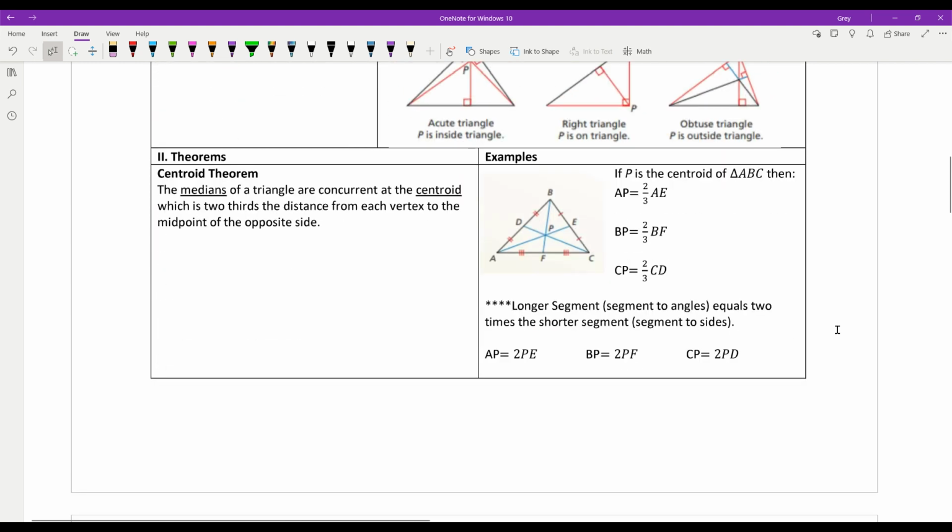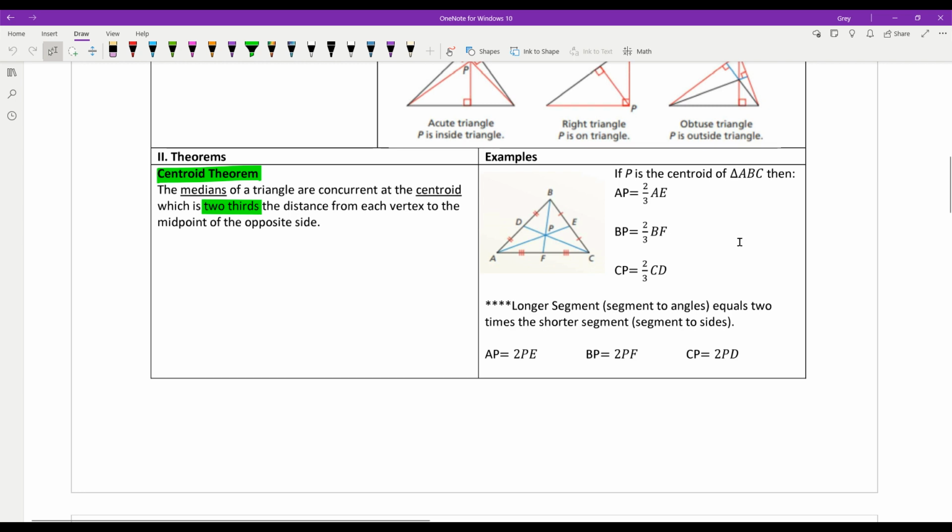We have a centroid theorem that is very important, and I'm not particularly fond of the way the theorem states, but it works. The medians are concurrent at the centroid, which is 2/3 of the distance from each vertex. So this is the way they state it. If you have a median, let's look at BF is a median, so F is the midpoint. P is that point of concurrency. So we know that BP is 2/3 the distance of the whole thing.